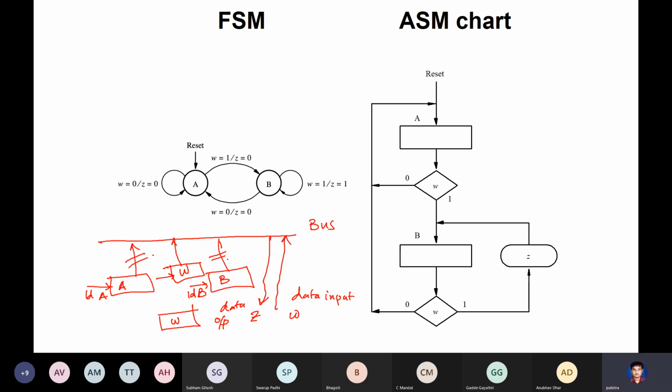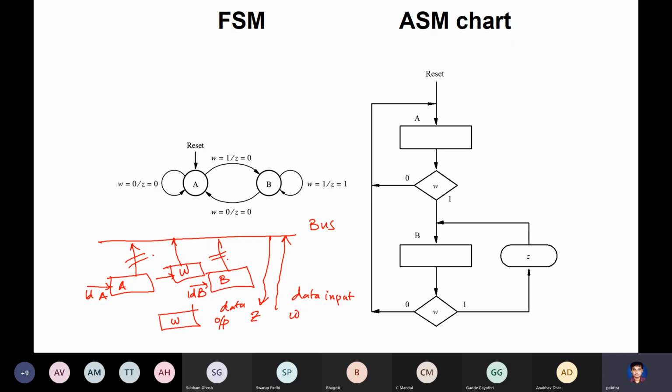Okay, so first what will happen? It will be in state A. Achha, do we need A and B as registers? I don't think we need A and B as registers. We need W and Z. Sir, if we have only one flip-flop, one flip-flop would do. Okay, one flip-flop would do.